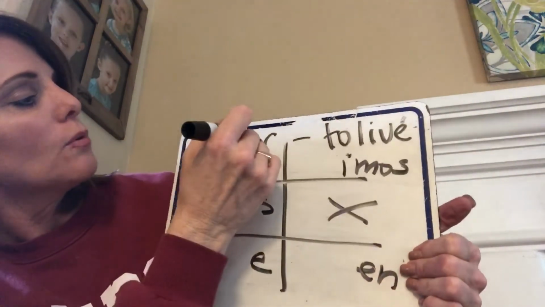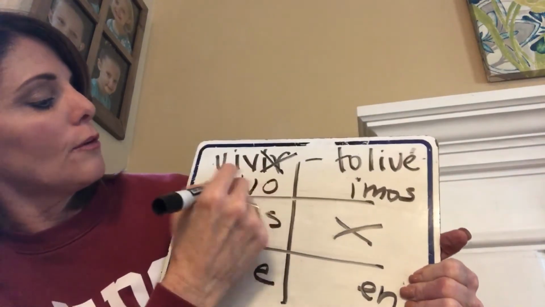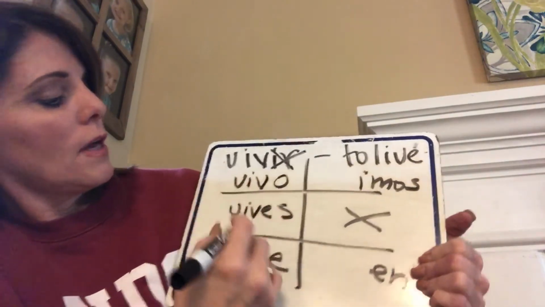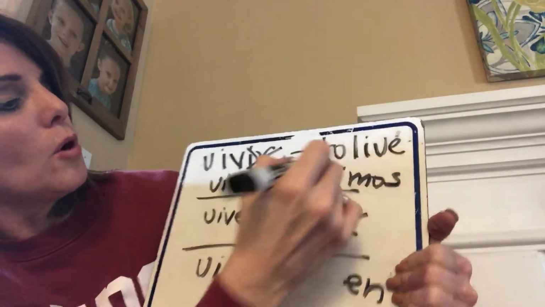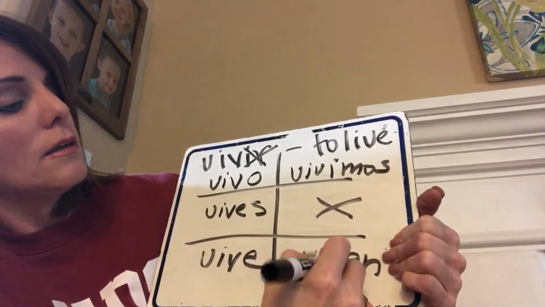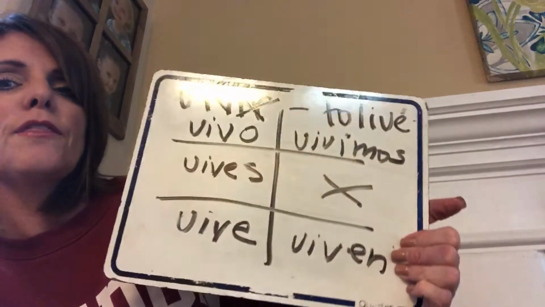So the first step, we're going to chop off that IR ending, and then we're going to put the word together. Vivo, vives, vive, vivimos, and viven. I live, you live, he or she lives, we live, they live.